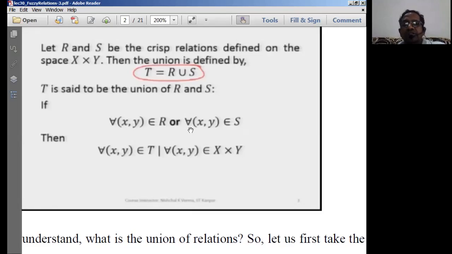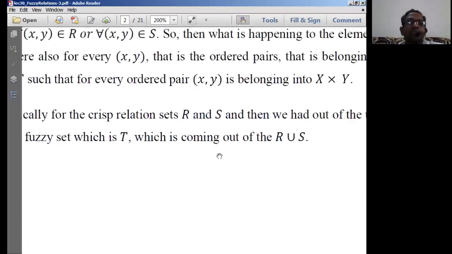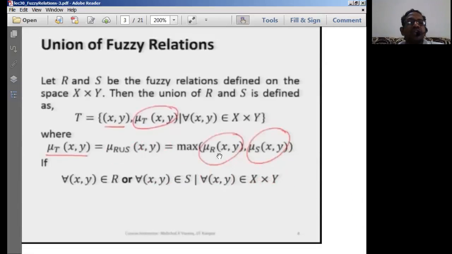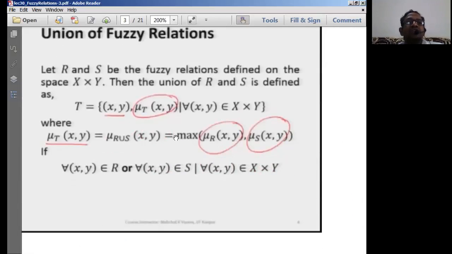So R is a relation, S is a relation. Say for example, you can perform operations on this. It is nothing but extended relations on the fuzzy sets. Now for fuzzy relations, union of fuzzy relations we can write as T is equal to X comma Y ordered pair and mu T of X comma Y, where mu T is nothing but a union operation. Union means what? Maximum function, maximum function implementation we can write.